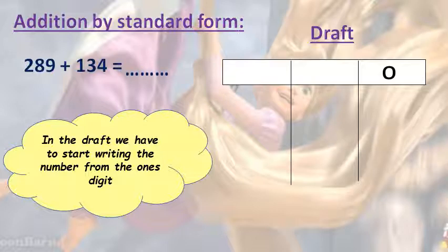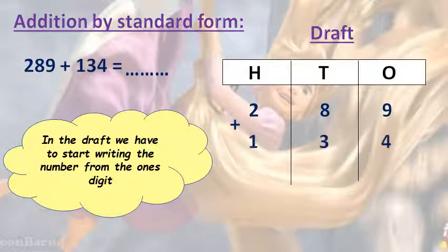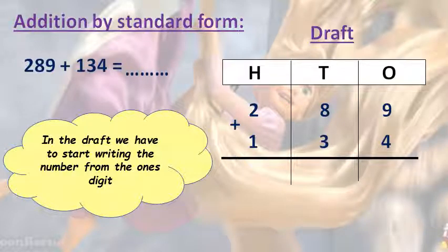Put ones, tens, and hundreds. Put the first number 289, add to it the second number 134. And don't forget that we have to start writing the ones first, then the tens, then the hundreds. And all the time in addition we have to start by the ones. So here I have 9 plus 4. 9 plus 4 equals to what? Yes, it equals to 13.